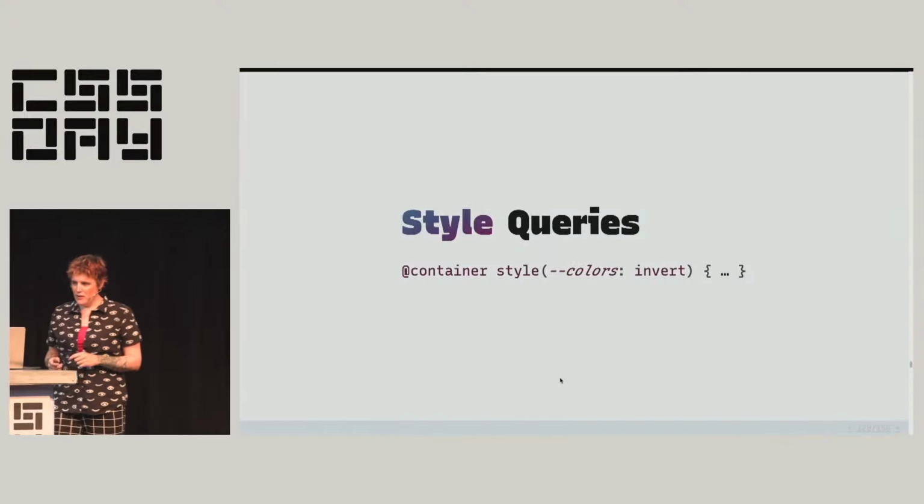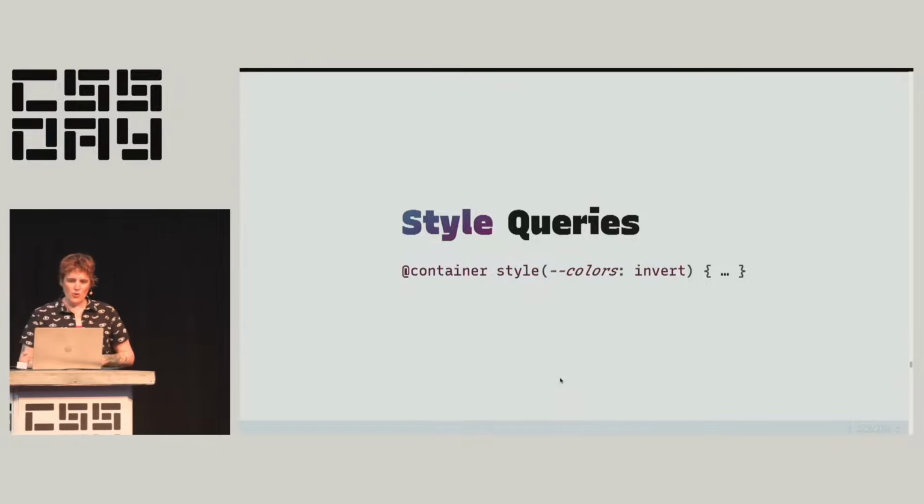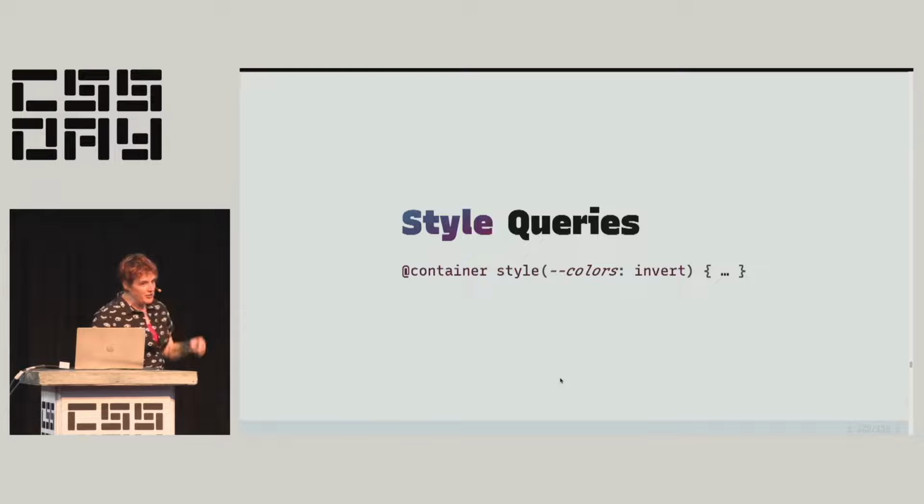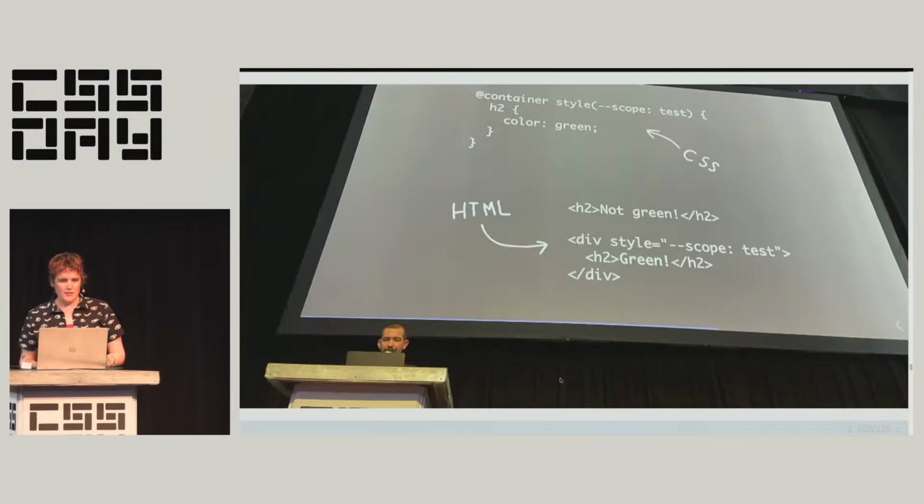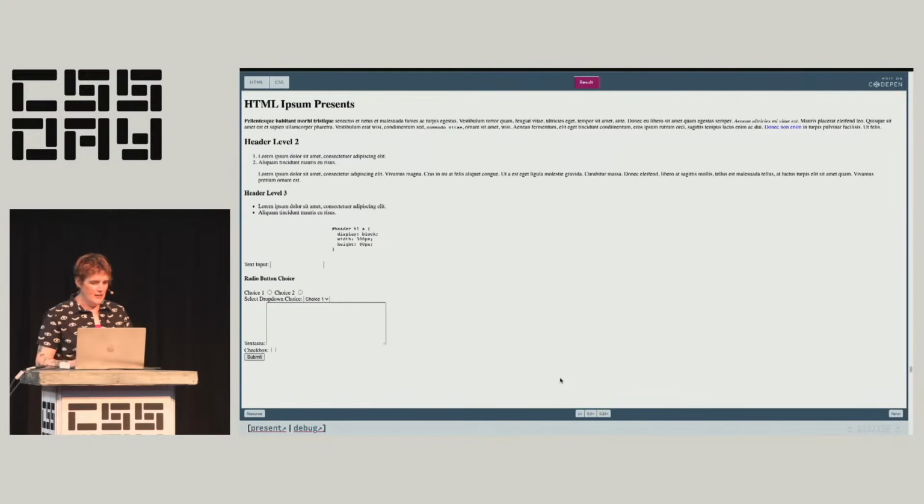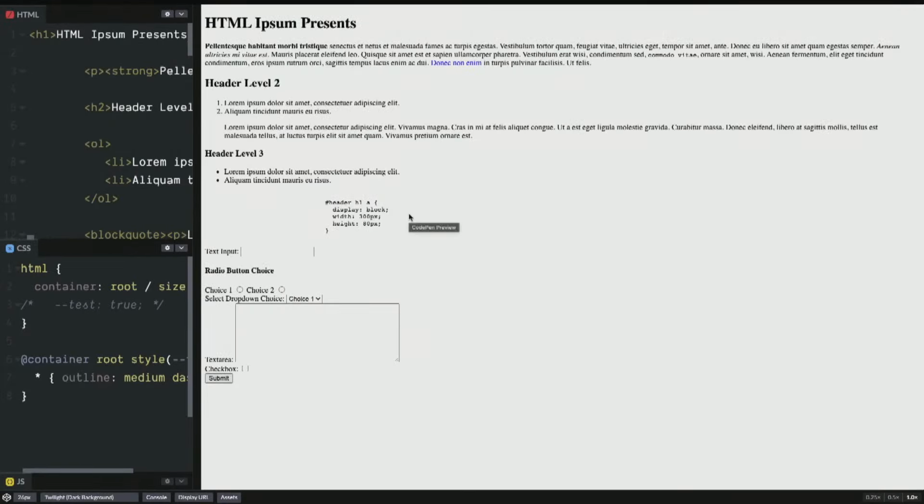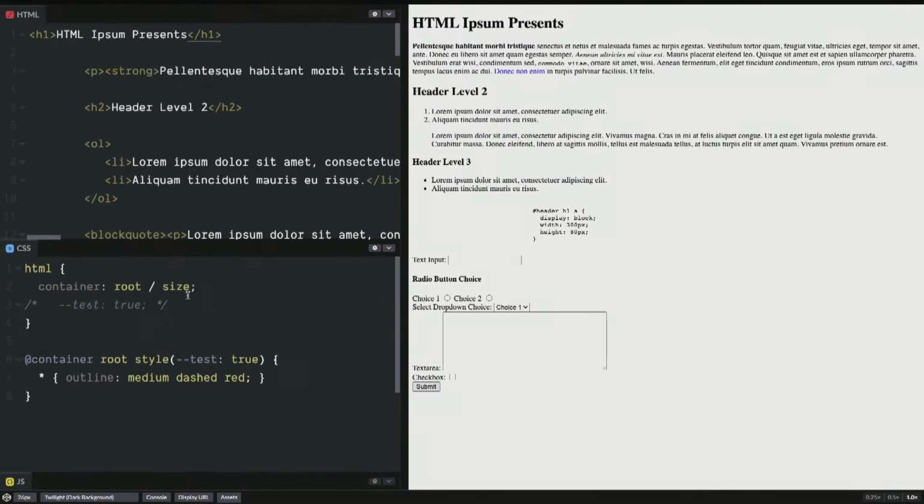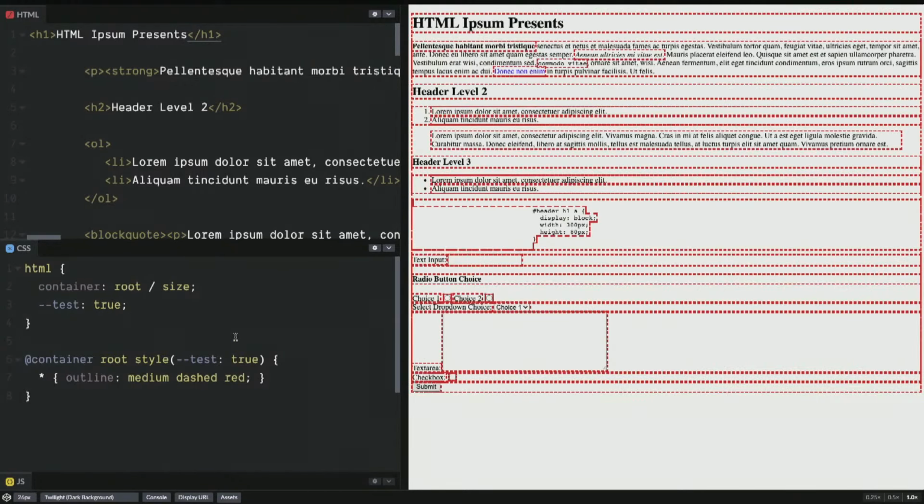We have style queries. Una and Hayden both mentioned these, so we can just use the style function and query the value of a custom property. So this was Hayden's example with a scope test. I adjusted that a little bit last night, because one of the testing things that I sometimes do is add borders to everything. So when the root container has test set to true, we'll add a medium dashed red border to everything. And if we turn on that test to true, there we go. We're querying the value of that property on the container.